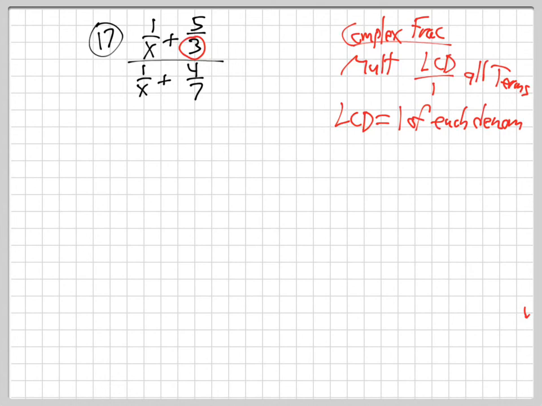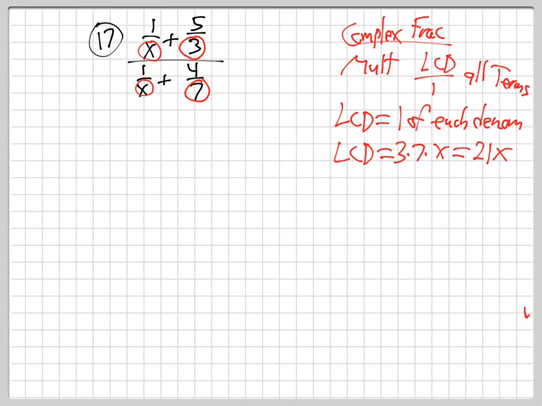So a 3, a 7, an x. We don't need the other x. We don't need both of them, right? Just one of everything. So the LCD is going to be 3 times 7 times x, better known as 21x. Does that make sense? That's how you find an LCD: one of every denominator piece.